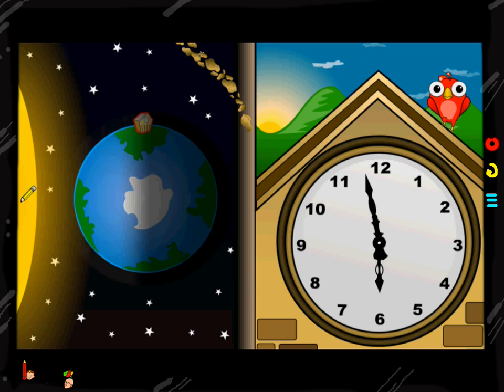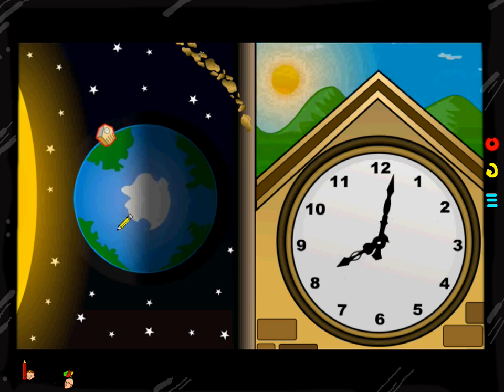Because of this rotation we are getting day and night, right, children? And always remember, the countries facing towards the sun are having day, countries facing the opposite side of the sun are having the night time at this side of the countries. And everything goes from day to night, right?